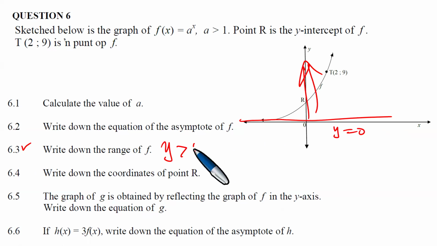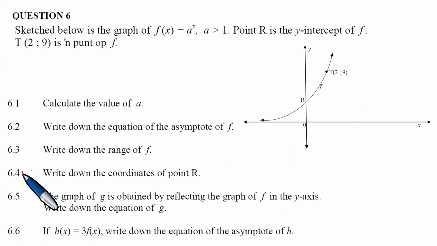The range is y is greater than 0. That is the range. Write down the coordinates of point R. The coordinates of point R are found as follows: at this point you have the function itself, where a is 3, so that y is 3 to the power x.